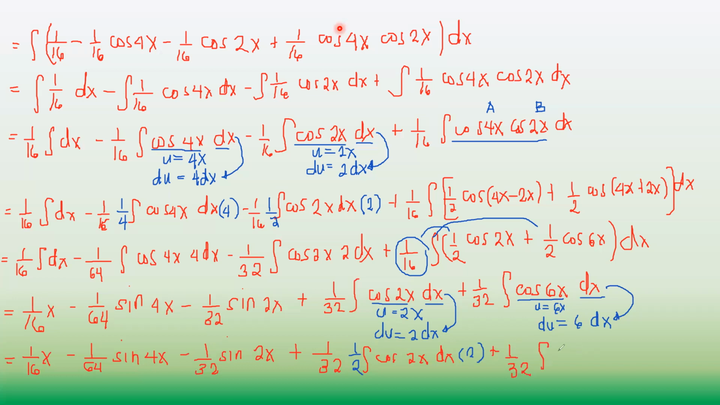Integral of cosine 6x dx. So, dapat yan ay 6 dx. Multiply mo siya ng 6. Maglalabas tayo ng 1 over 6. Yan, so, times. Okay. Taas muna tayo ulit, no?